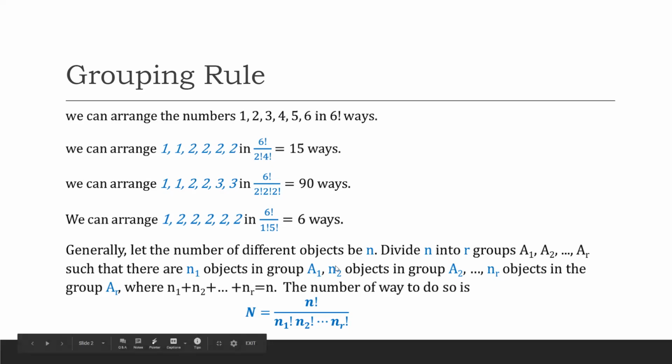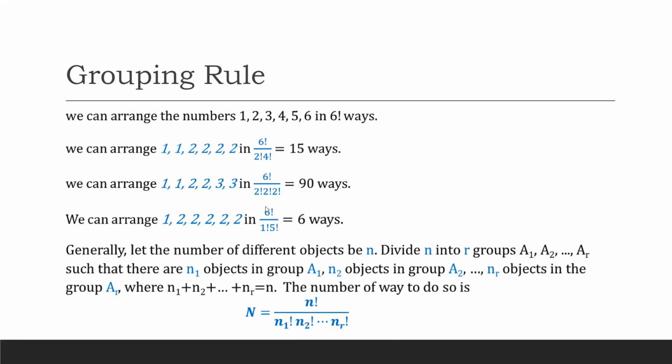So generally, if there are n different objects, you can divide them into R groups, A1, A2, A3, all the way up to AR. There have to be n1 objects in group A1, n2 objects in group A2, and generally nr objects for the group AR. And n1 plus n2 plus n3 and so on have to add up to n. So the number of ways you can arrange these is n factorial divided by n1 factorial, divided by n2 factorial, all the way up to nr factorial.